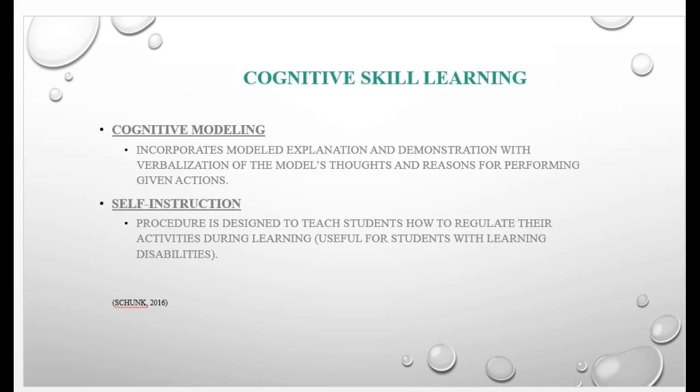Then the next step is faded overt self-guidance, where the student might whisper the steps while they're performing the behavior. And then finally, and what you want to arrive at, is covert self-instruction, where the student performs the behavior without verbally walking through the steps. So that's self-instruction.